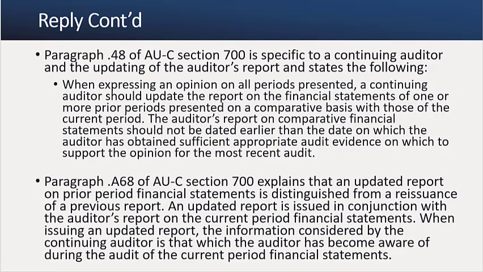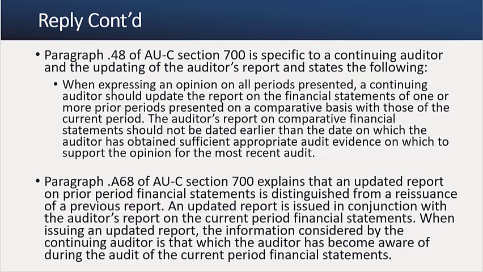And so it goes on to explain that paragraph 48 of 700 does talk about the continuing auditor. And when you're expressing an opinion on all periods presented, you should update the report on the financial statements of the one or more periods presented on a comparative basis. And then they point out that in paragraph A68, which is the application material, that explains that the updated report is distinguished from a reissuance of the report. And an updated report is issued in conjunction with the auditor's report on the current financial statements.